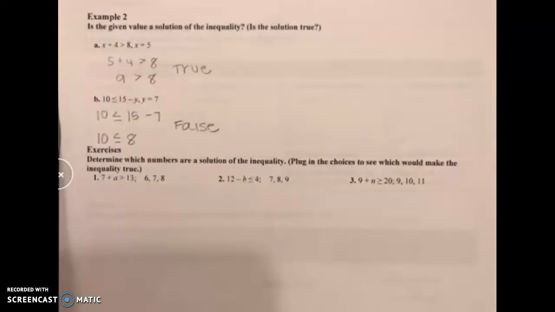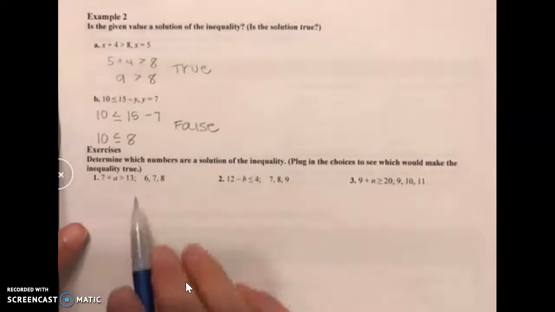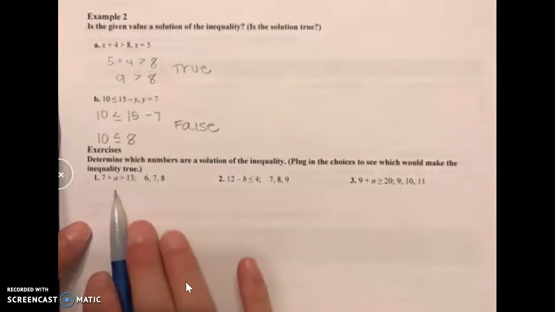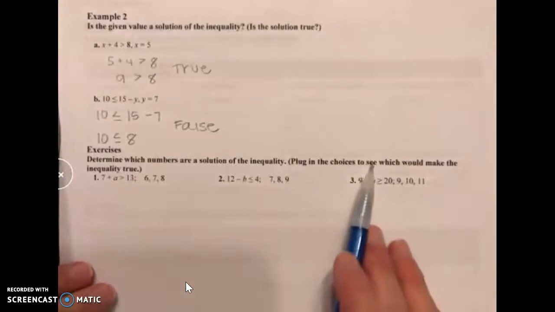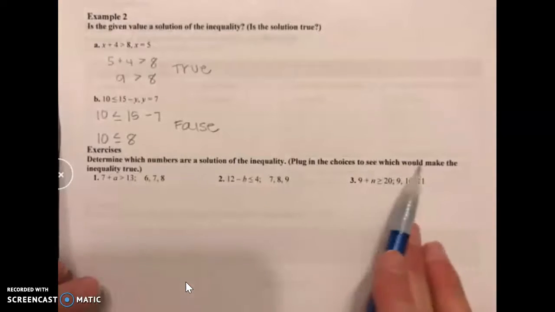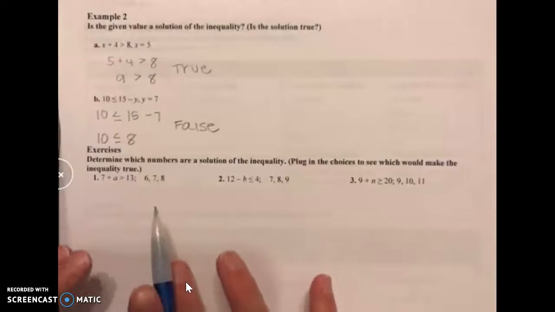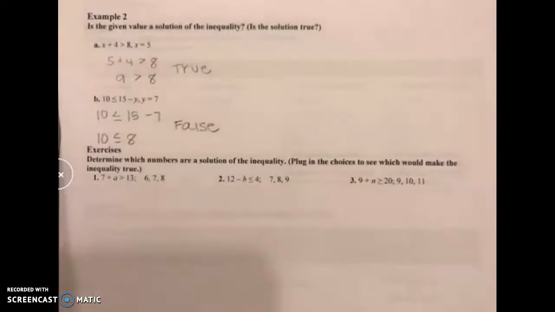Okay? Now, go ahead. I'd like y'all to pause this video and take some time. Let's try solving through which numbers would be solutions to these inequalities. Now, you can have more than one answer, so you're going to need to plug the choices in, substitute, to see which would make the inequality true. So you might have more than one answer that would make this inequality true.